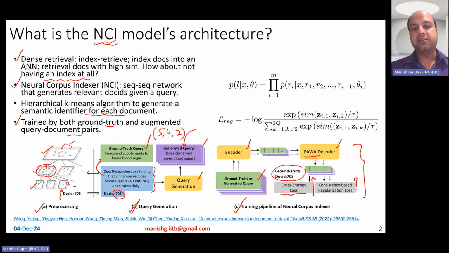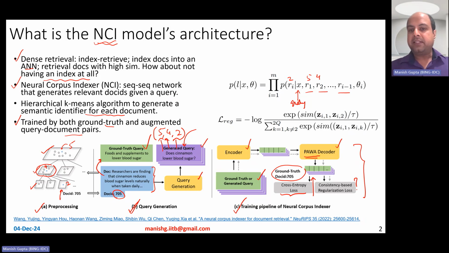Each of these cluster IDs is a token by itself, so it generates token by token. If these are the representations, this is 5, and then 4, and then the 2 can be generated based on the previous few ones. X, of course, is the query. So the query is also passed as input, and then it's an autoregressive decoder generating the next ID in the list which totally constitutes the document ID.